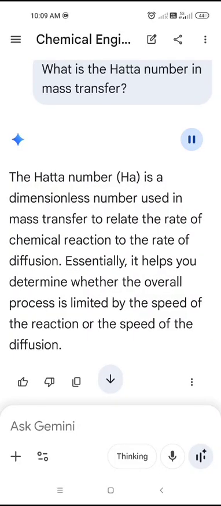The Hatta number, Ha, is a dimensionless number used in mass transfer to relate the rate of chemical reaction to the rate of diffusion. Essentially, it helps you determine whether the overall process is limited by the speed of the reaction or the speed of the diffusion.